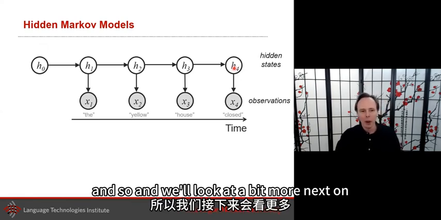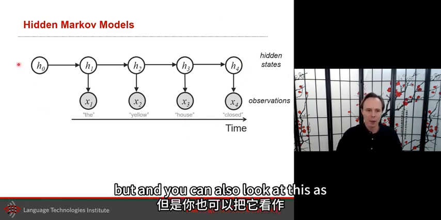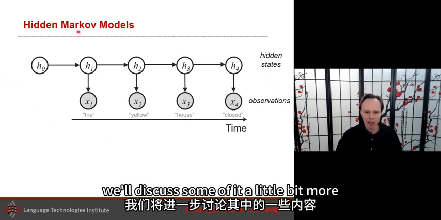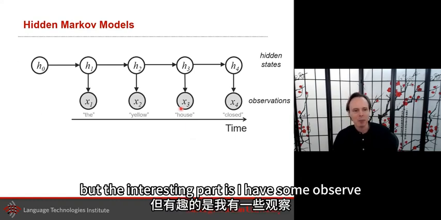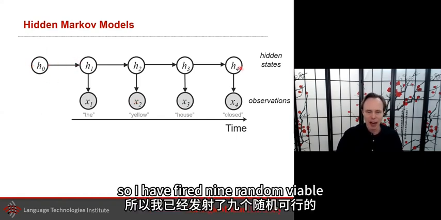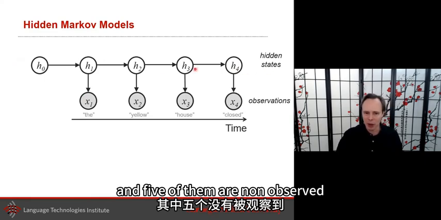And we'll look a little bit more next on how to optimize these, and we'll discuss some of it a little bit more on the optimization part next week. But the interesting part is I have some observed variables. So I have 9 random variables, and 4 of them are observed and 5 of them are not observed.